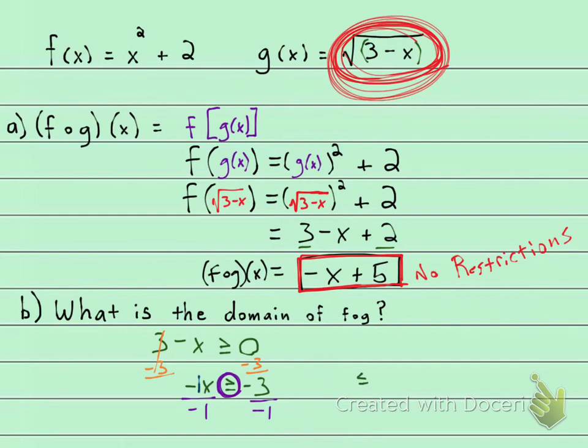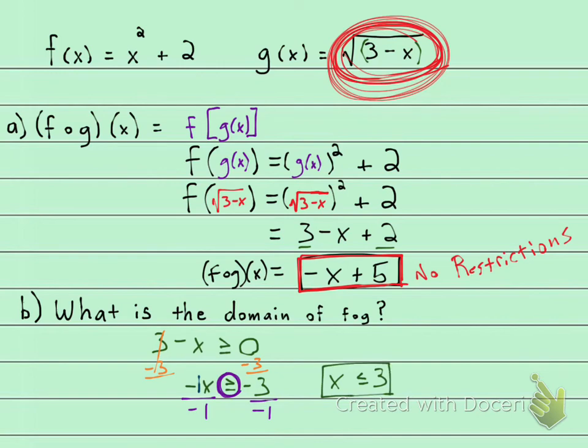On the left-hand side, I have negative over negative. That's a positive 1x. And that was the left side. And on the right side, I have negative 3 divided by negative 1, which is a positive 3. Okay, so this is my domain of the f of g of x: x is less than or equal to 3.